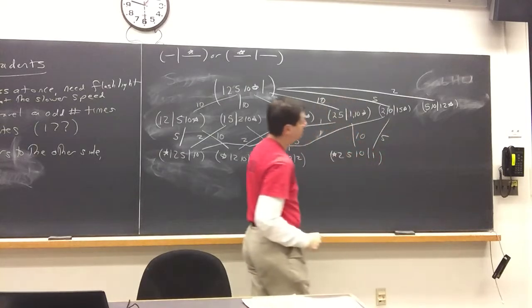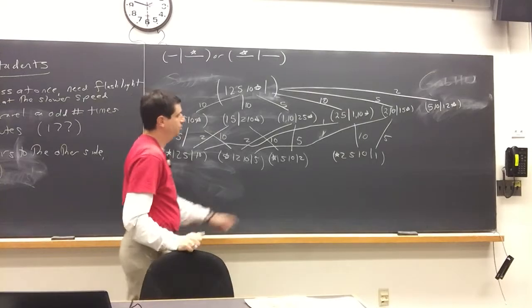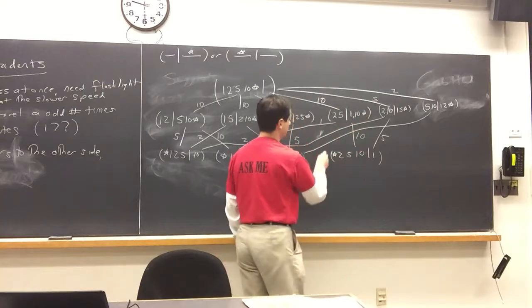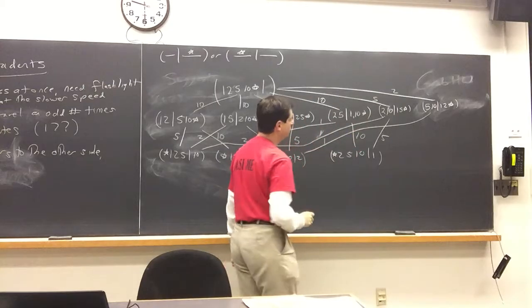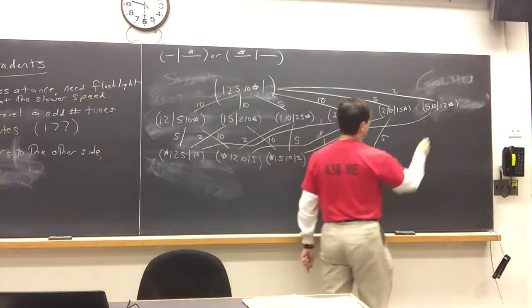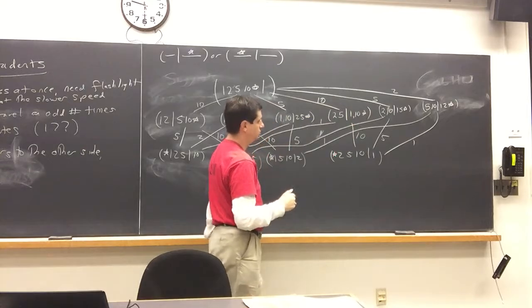And then we have 5, 10, 1, 2. We can send 1 over and get 1, 5, 10, 2. And that's going to be 1 minute. Or we can get 2, 5, 10, 1. And that will be 1 minute, 2 minutes.